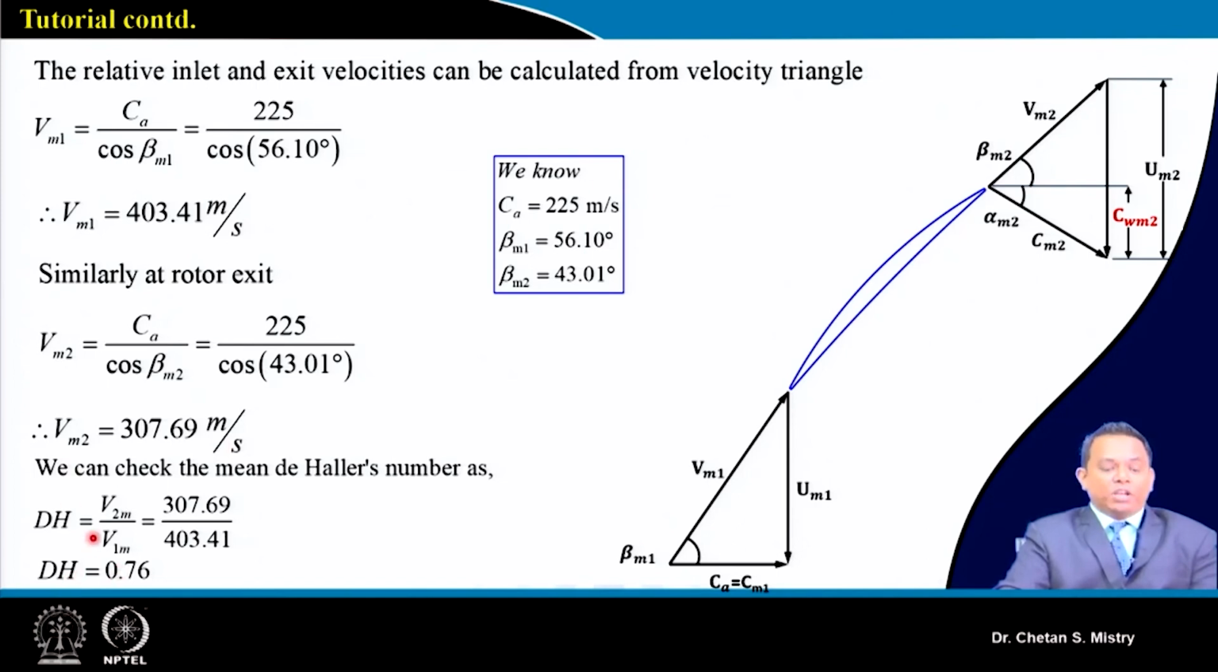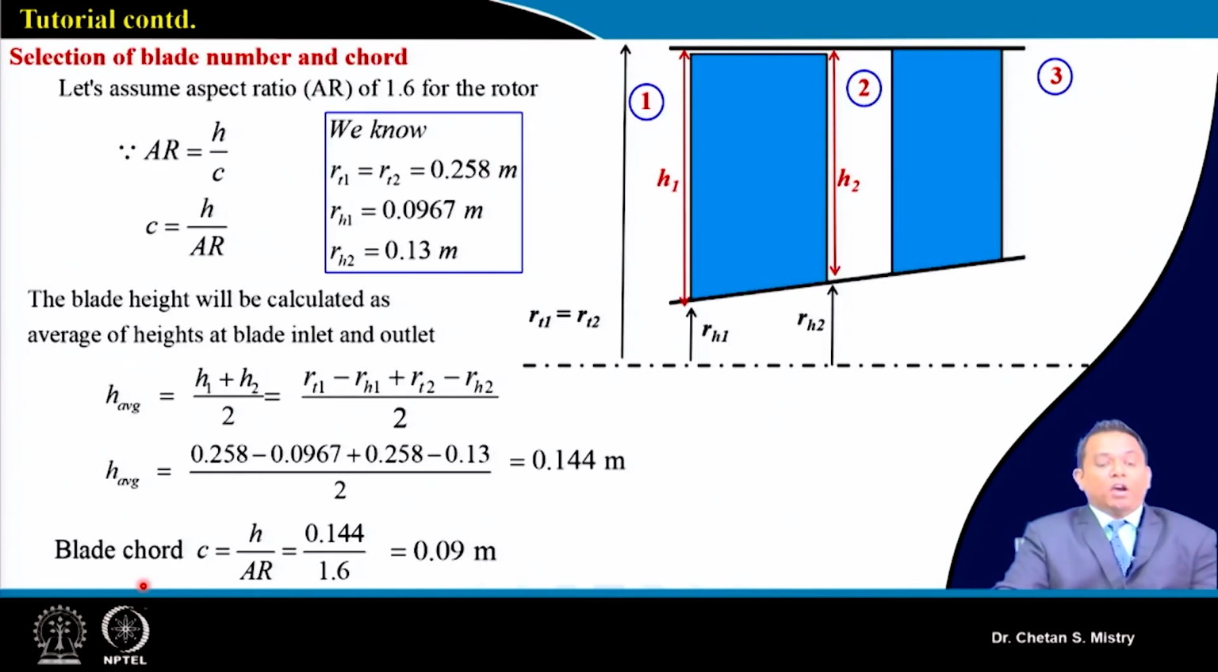Now if we are putting this number, it says my degree of reaction is coming 0.76. Now once we have done this calculation, we are interested in calculating what will be our number of blades, what will be our chord. We are also interested in what our diffusion factor is. That means we are interested in calculation of the solidity.